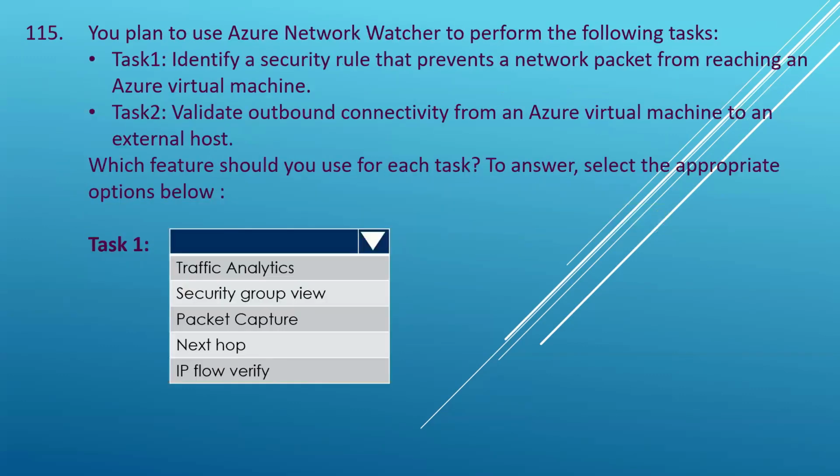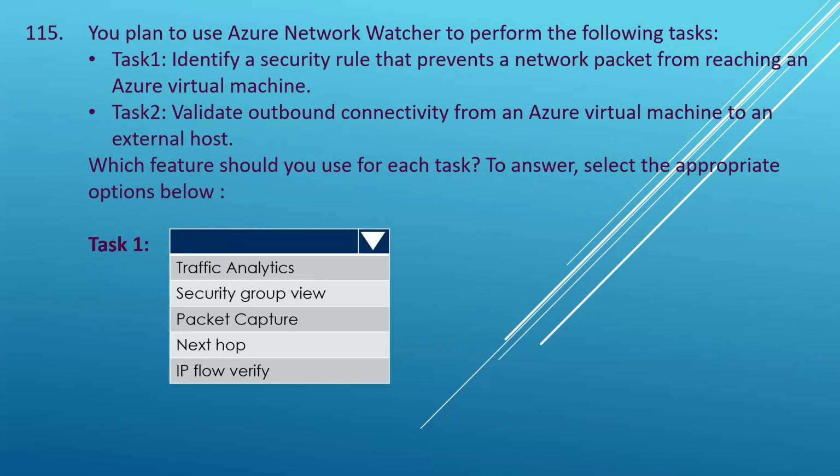Question number 115 of the series. You plan to use Azure Network Watcher to perform the following tasks. The first task is to identify a security rule that prevents a network packet from reaching an Azure virtual machine. The second task is to validate outbound connectivity from an Azure virtual machine to an external host. Which feature should you use for each task? To answer, select the appropriate option below. For task 1, the features mentioned are traffic analytics, security group view, packet capture, next hop, and IP flow verify.